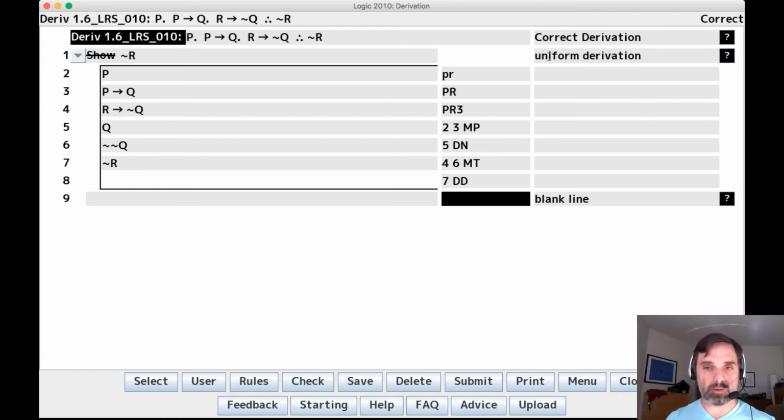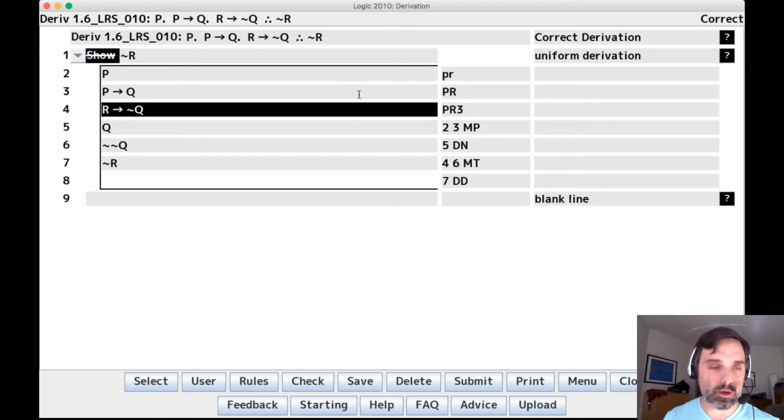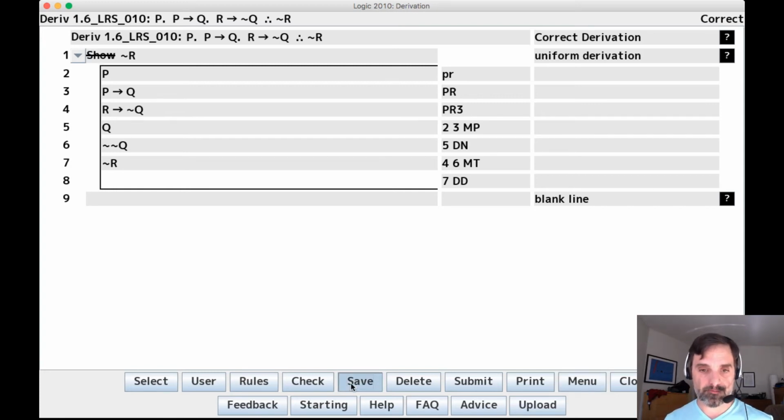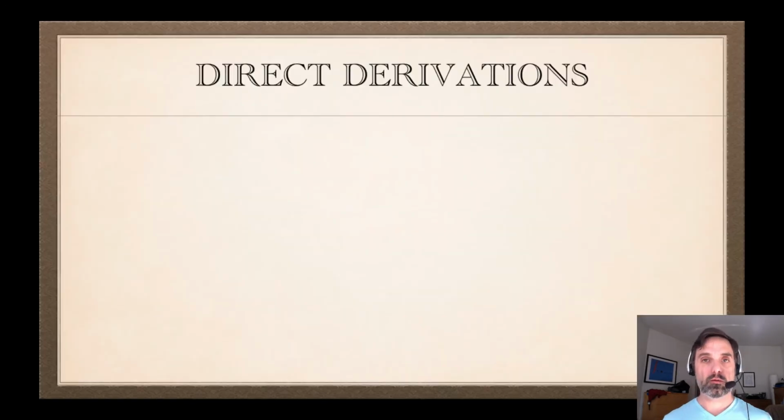Uniform derivation, don't worry about what that means. Blank line, that's not a problem. What matters is correct and correct. So, good. We have produced a correct derivation with, in these 4 columns, our numbers, our formulas, our justifications, and our comments. So, good. Let's save this and hop back into our slide.